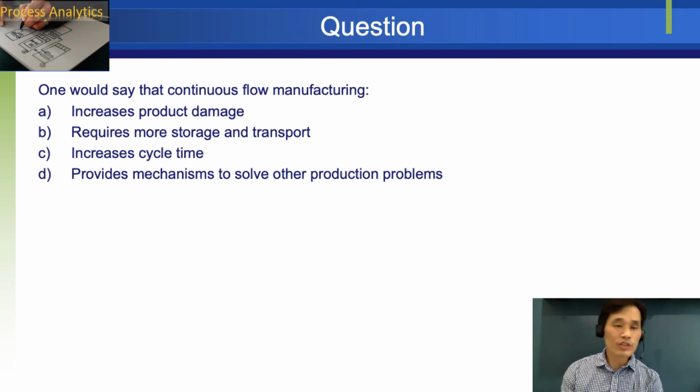Let's go over this question together. One would say that continuous flow manufacturing A. Increases product damage. B. Requires more storage and transport. C. Increases cycle time. D. Provides mechanisms to solve other production problems. And the answer is, of course, C. Increases cycle time. By making a continuous flow, you are aiming to increase the cycle time.